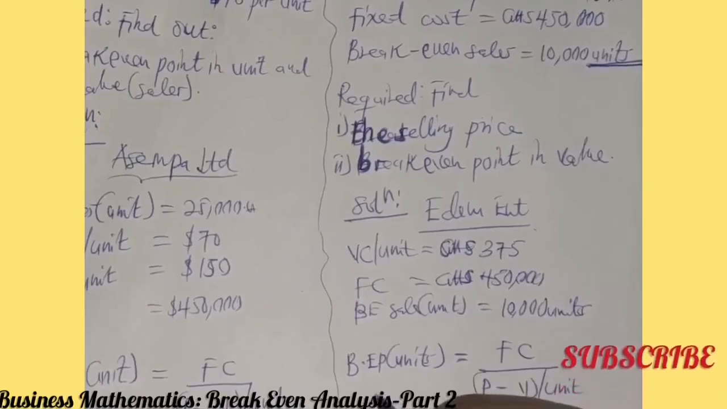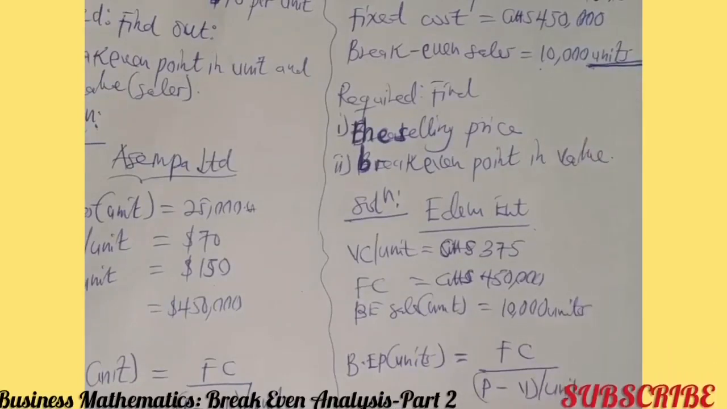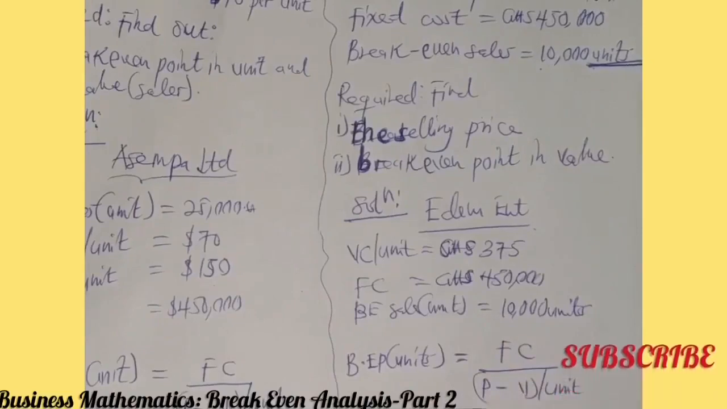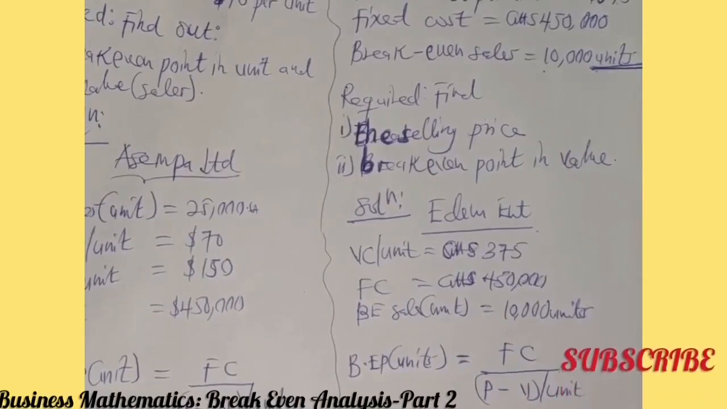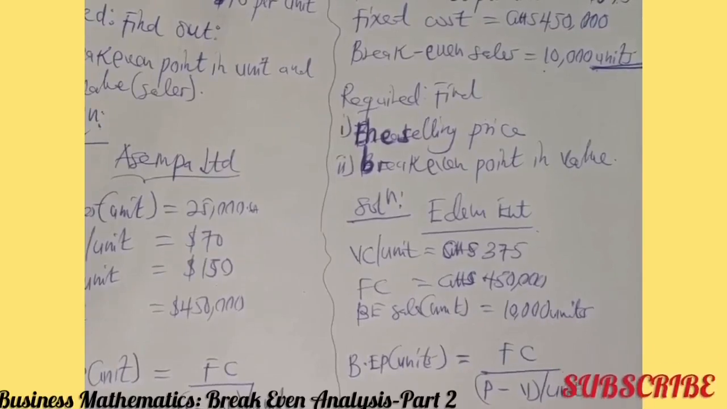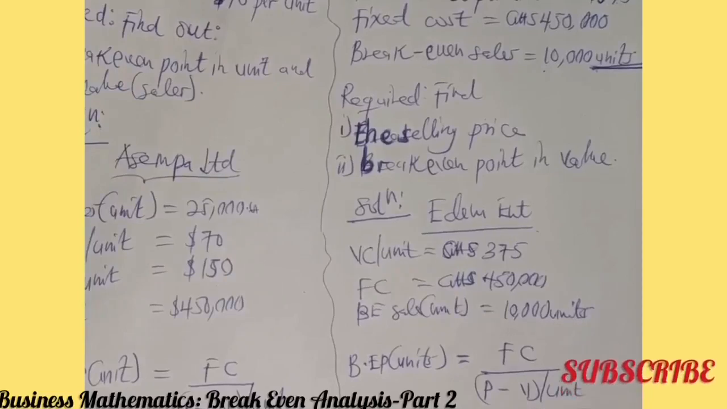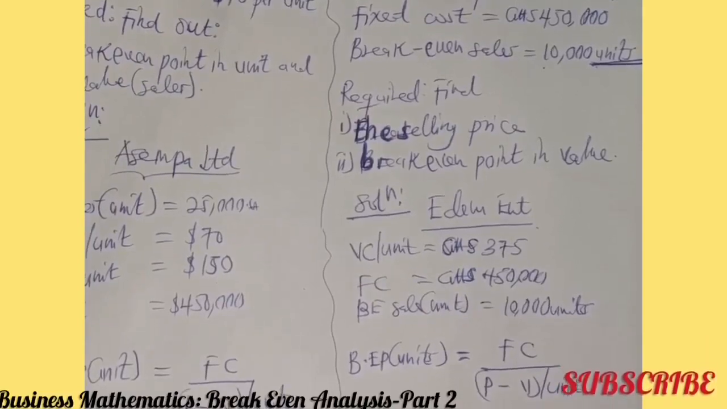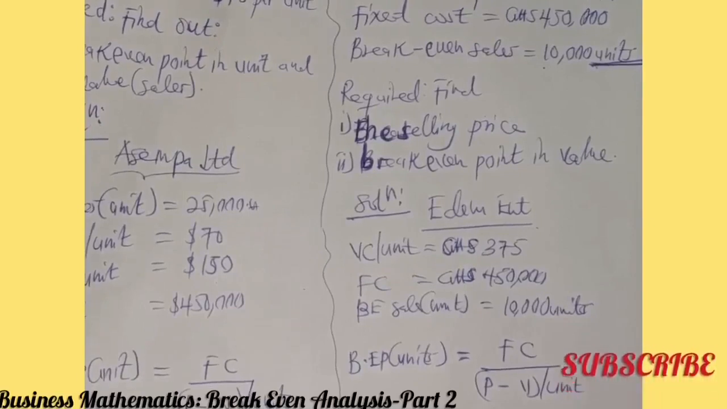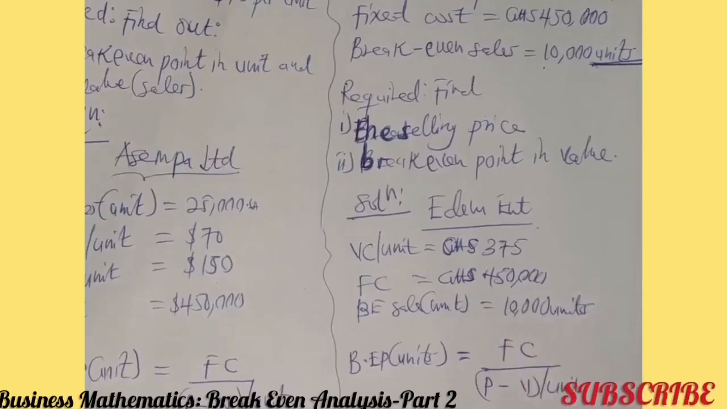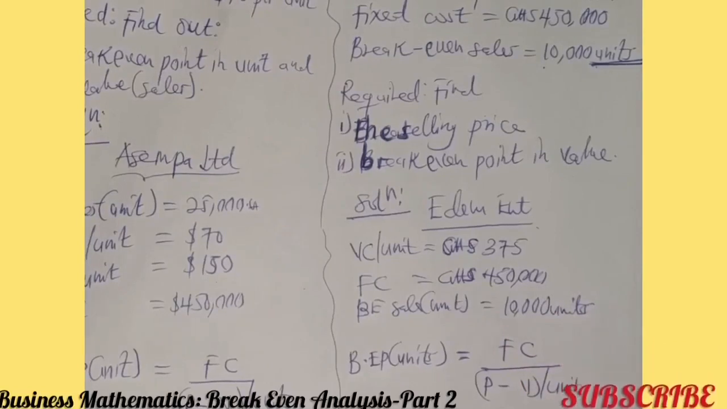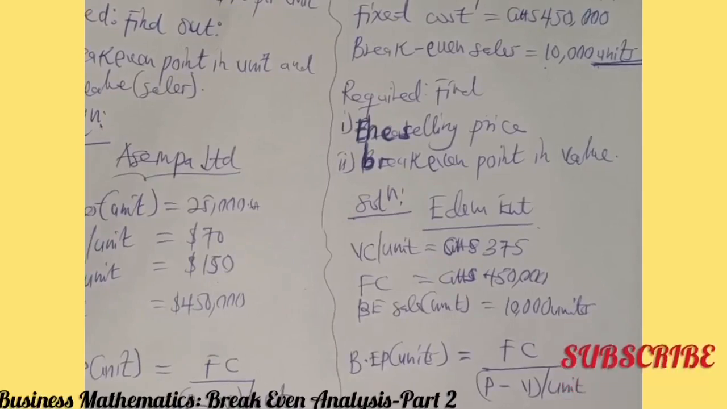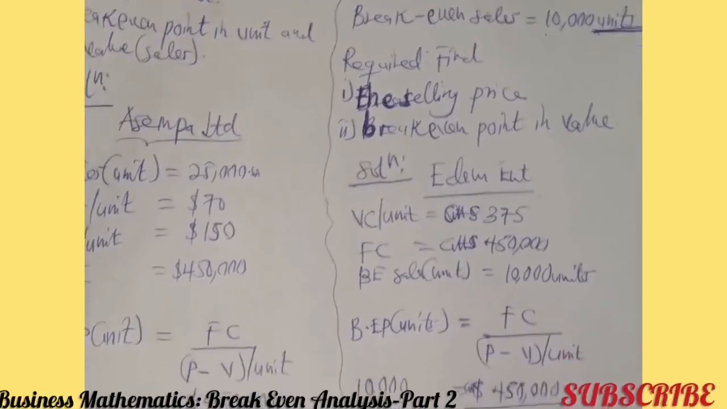Now I know my break-even point in units as well, 10,000. So 10,000 is equal to my fixed cost, which I know is 450,000 Ghana shillings, then divided by my price, which I don't know. So I'm going to use P to represent it. Then I know my variable cost per unit to be 375. Remember, they are all in per unit, so you're going to have your shilling here. So here you're going to do a cross multiplication.